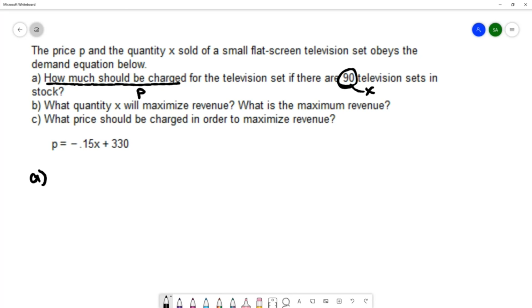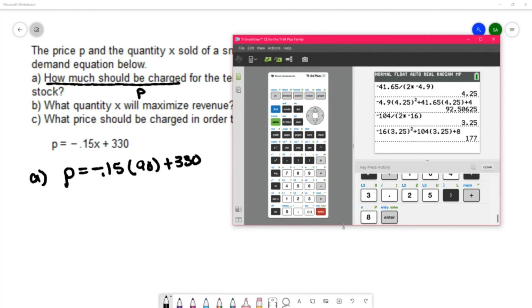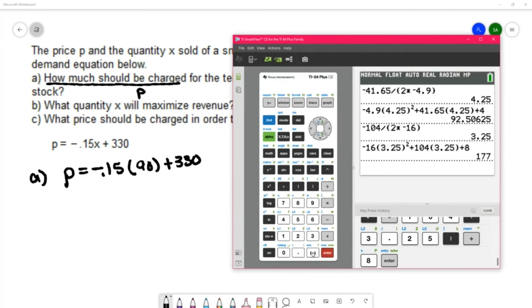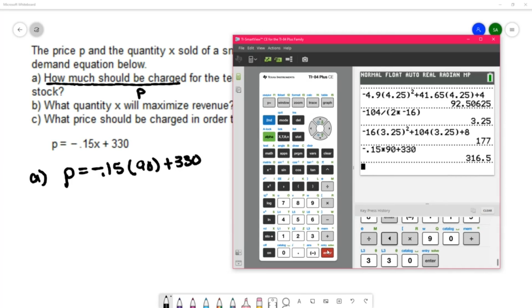This is called the demand equation. So P is equal to negative 0.15 times 90 plus 330. We'll use our calculator to work that out. We have negative 0.15 times 90 plus 330. And the price that we charge for the television set should be $316.50.